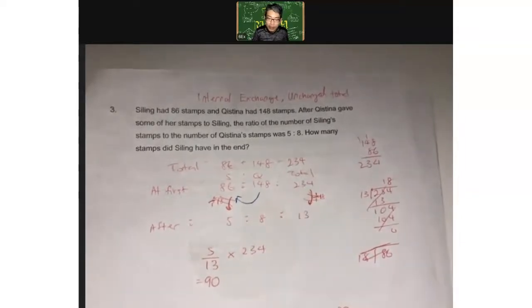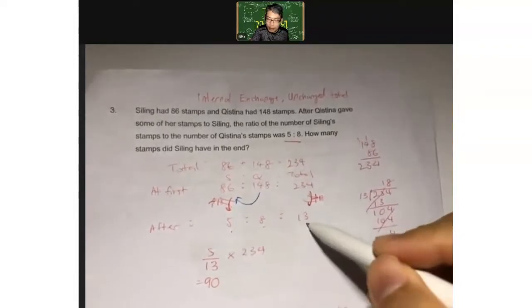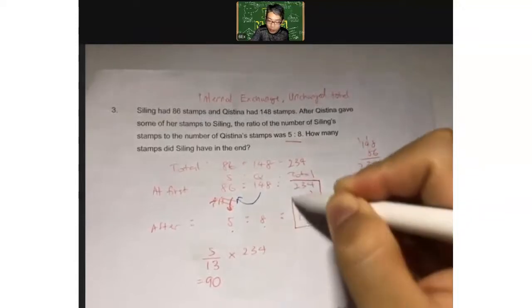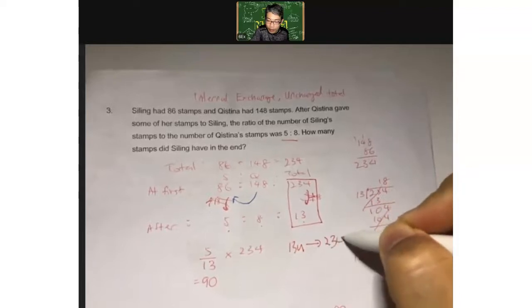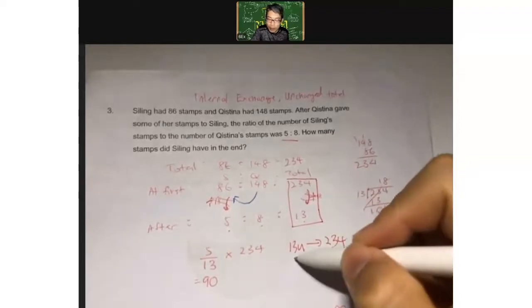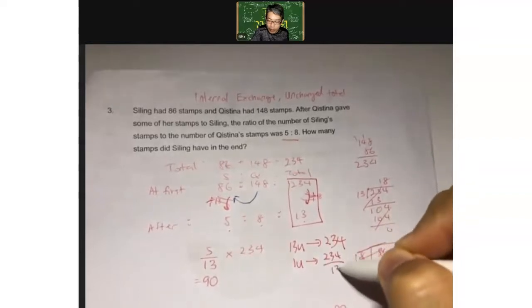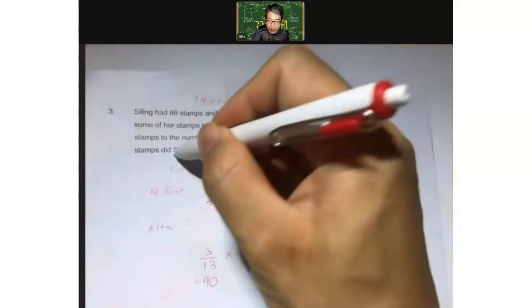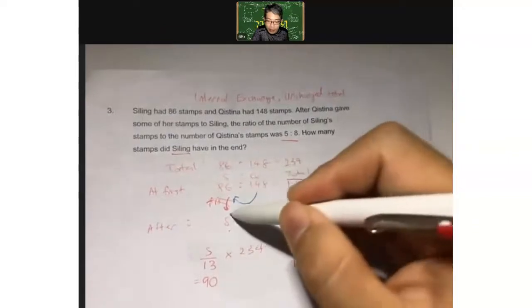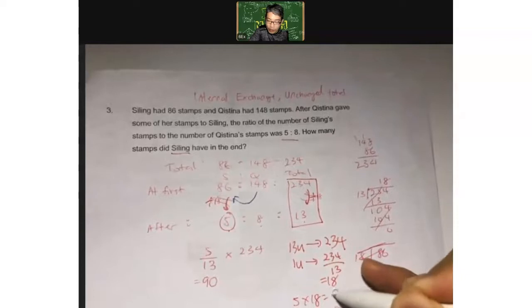But now we know based on the new ratio, 5:8, the total in terms of units is 5 plus 8 is 13. This gives us this equation that 13 units is equivalent to 234 stamps. Then we can find out what is 1 unit. That's 234 divided by 13, and we get 18. Now, how many stamps did Ceiling have in the end? Ceiling has 5 parts in the end. So we have 5 times 18 equals 90.